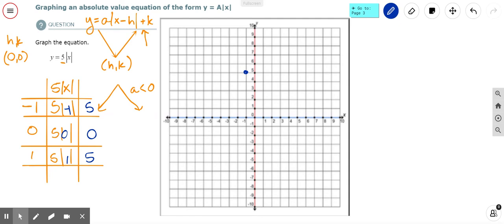If you think about it, it's not the slope because it's an absolute value, but it's kind of like the slope. Okay, 0, 0. I hope you get that, because if you do, it's kind of fun.